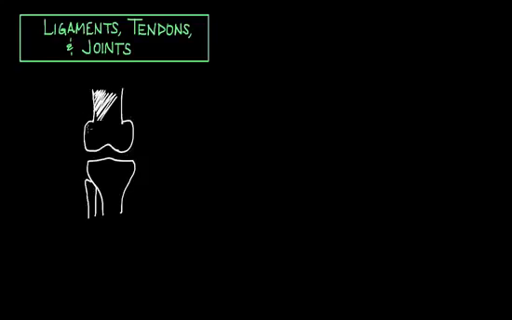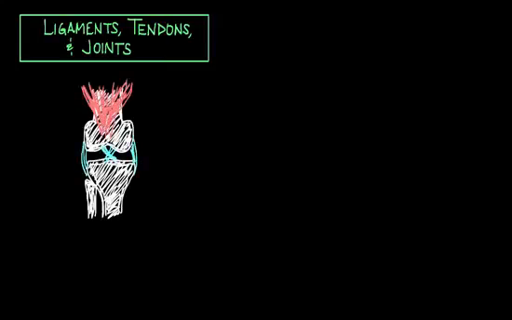So, ligaments and tendons are types of extra strong and dense connective tissues. Ligaments connect bones to other bones, and tendons connect muscle to bone. And the point where one bone articulates or meets up with another is called a joint.